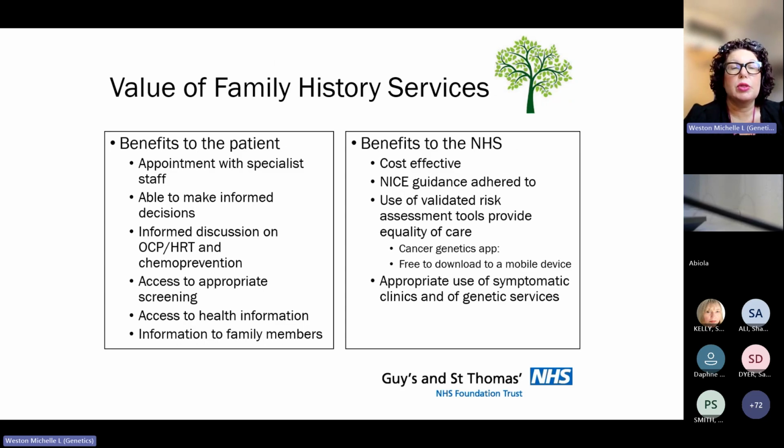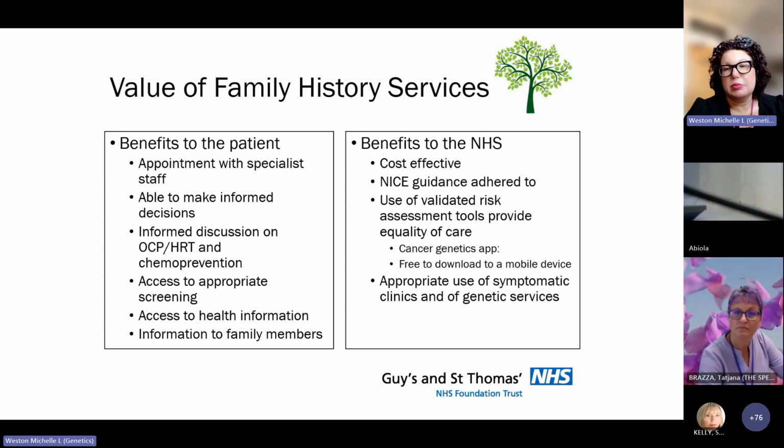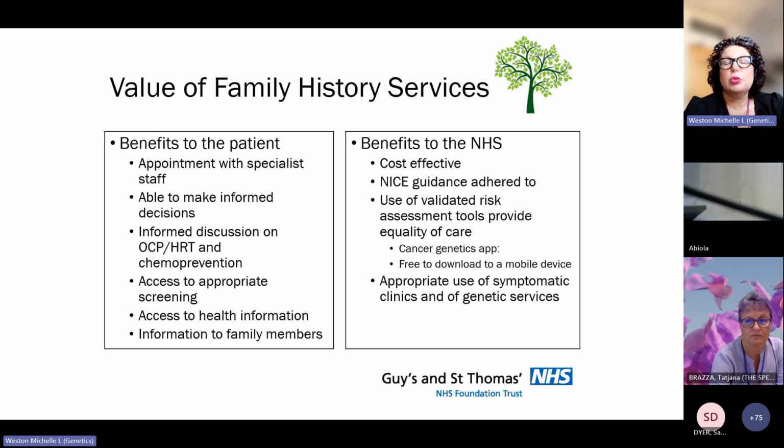They have an appointment with the appropriate person. They're able to make informed choices about the oral contraceptive pill, HRT and chemo prevention. We then give them access to the appropriate screening and then health information, so breast awareness. We supply all our patients with links or copies of breast awareness booklets, and then a QR code which then explains what their risk assessment is. And then also we can provide information for family members.